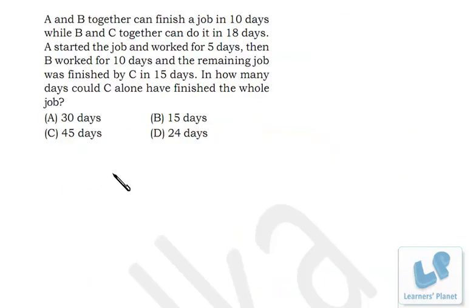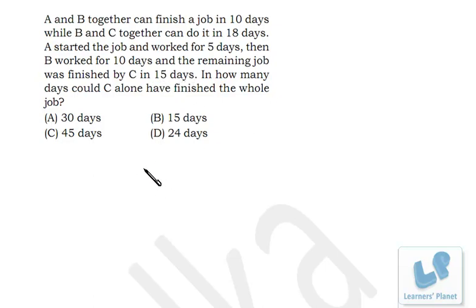Now, here I am solving a query sent by a student. The problem is based on time and work. A and B together can finish a job in 10 days, while B and C together can do it in 18 days. A started the job and worked for 5 days, then B worked for 10 days, and the remaining job was finished by C in 15 days.